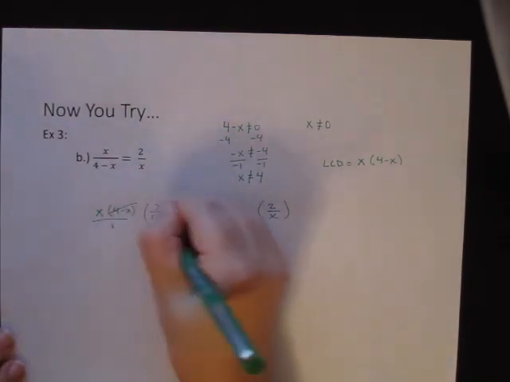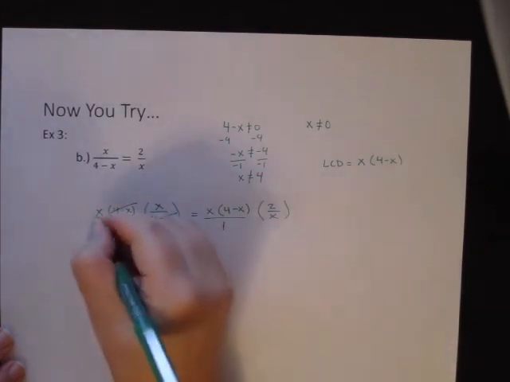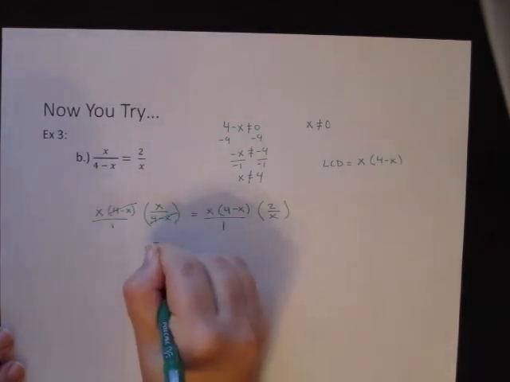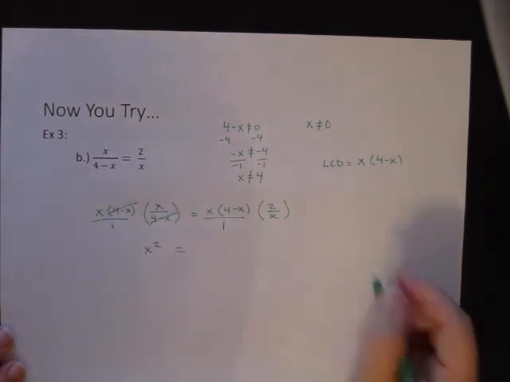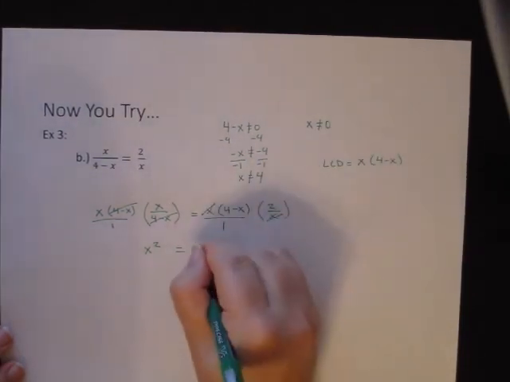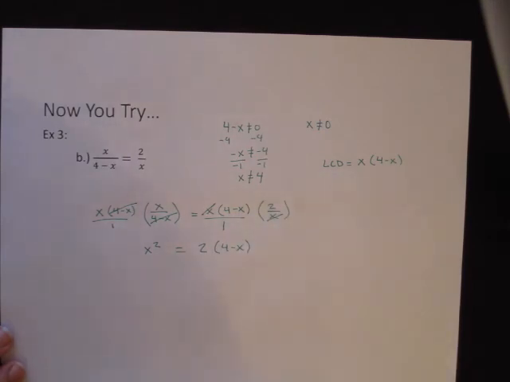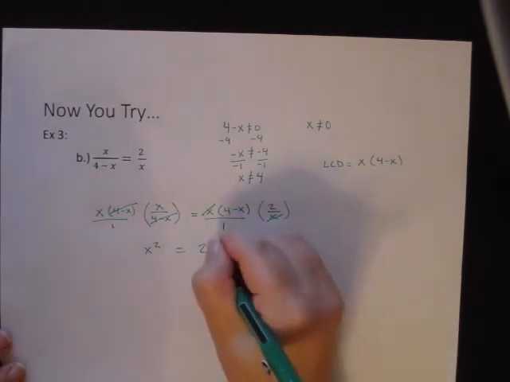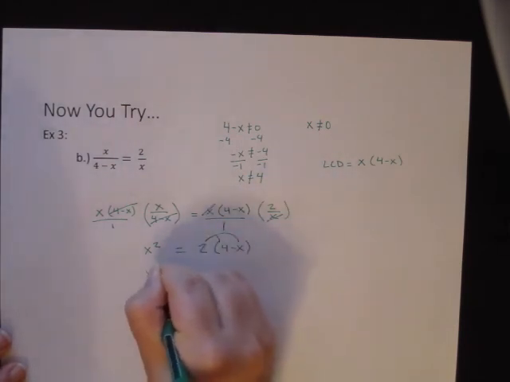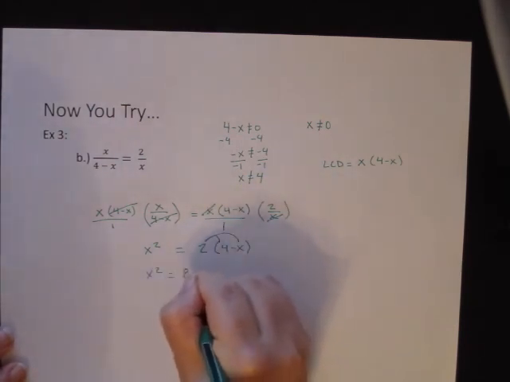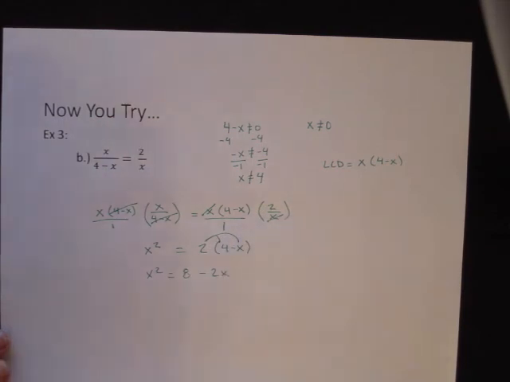So I got x minus 4, which cross cancels. So now I just got x times x, so that would be x squared. The x's cancel here, so I'm left with 2 times 4 minus x. And I know that I'm going to have to solve this. So I'm going to distribute the 2 to both sides. So I got x squared equals 8 minus 2x.